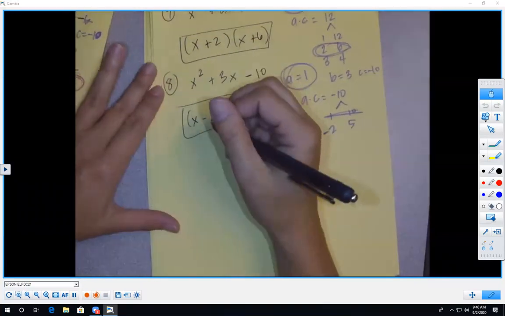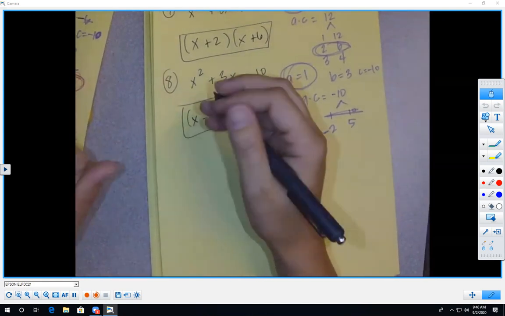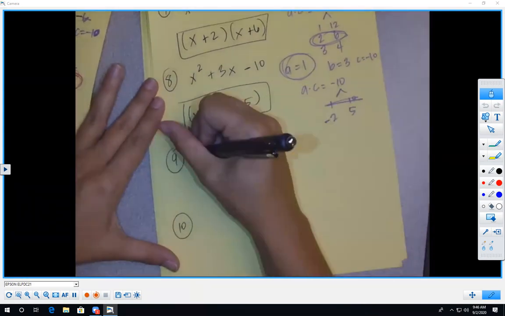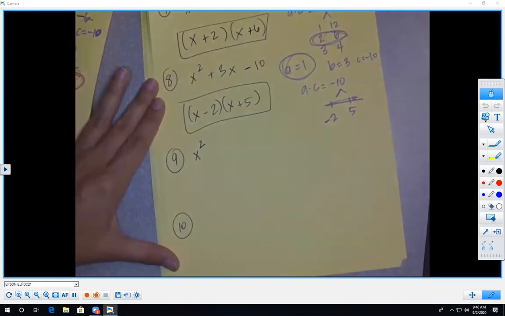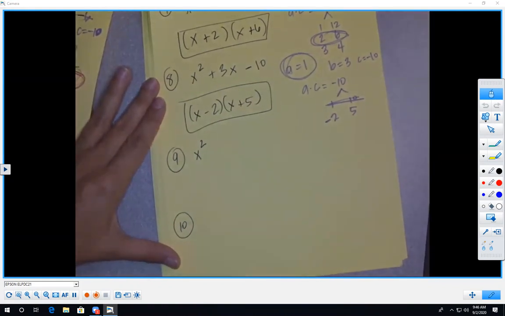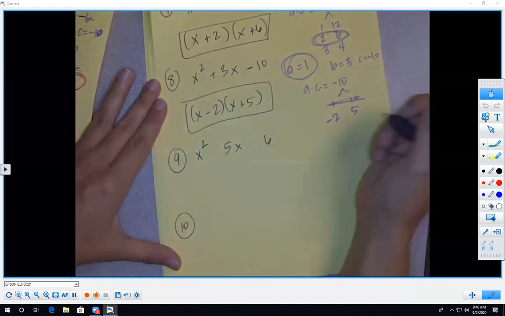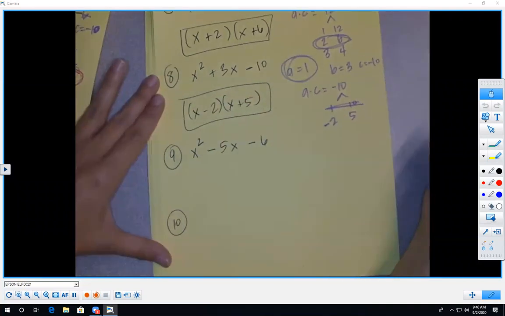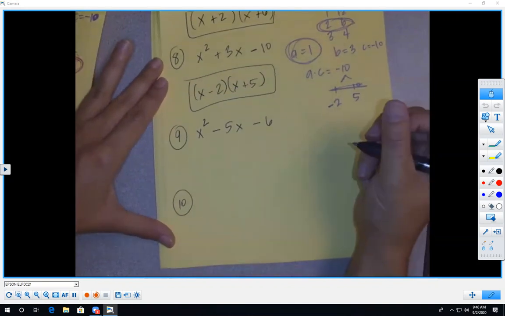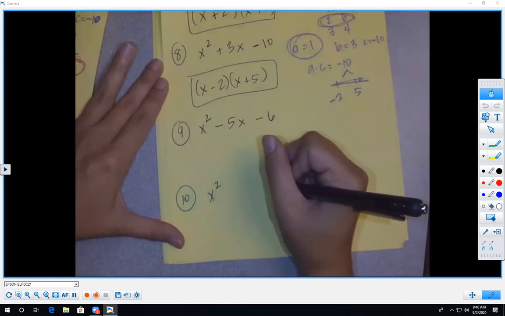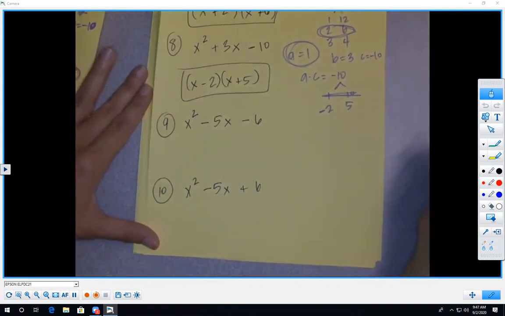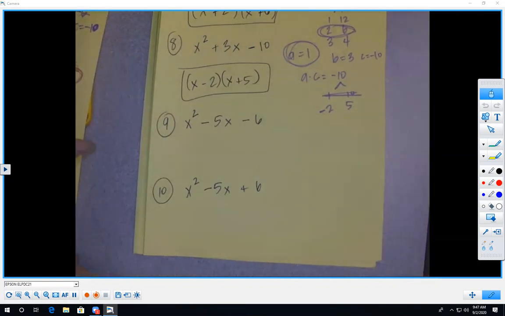Okay, I want to do 2 more because they're very, very similar, but they get messed up very, very often. So number 9 and number 10. Number 9 is the problem x squared minus 5x minus 6, and number 10 is x squared minus 5x plus 6. Those are 2 very similar problems.